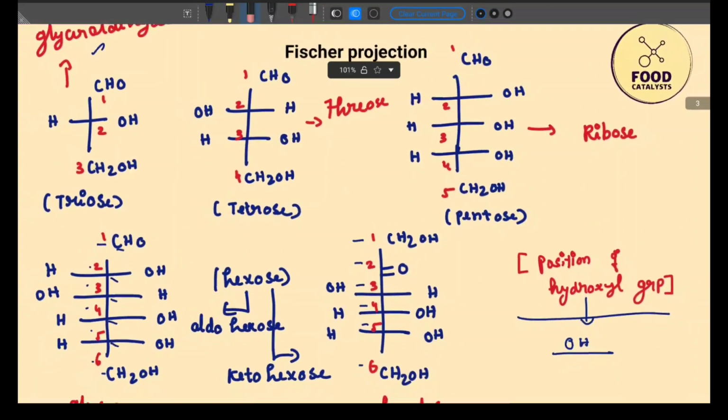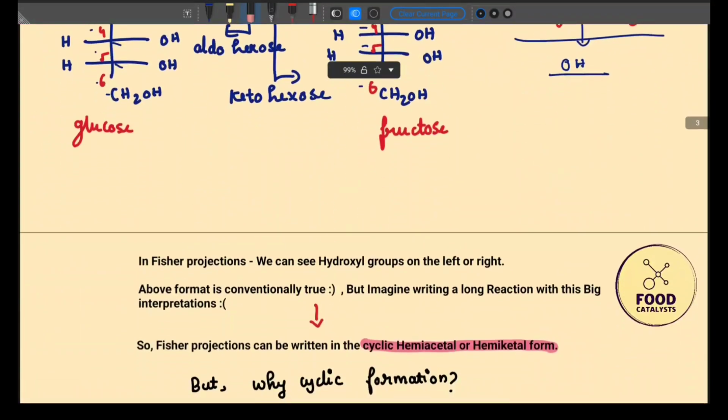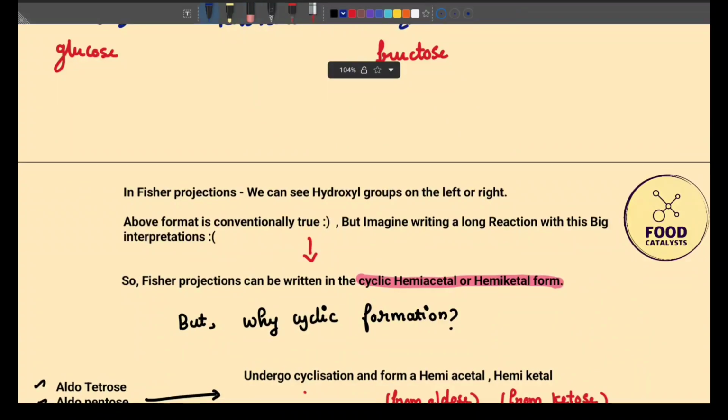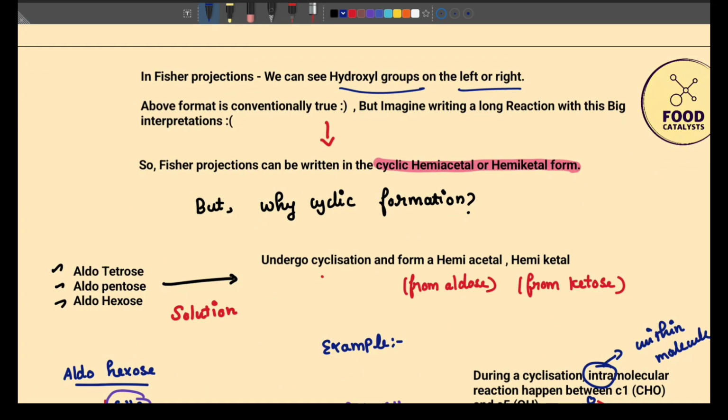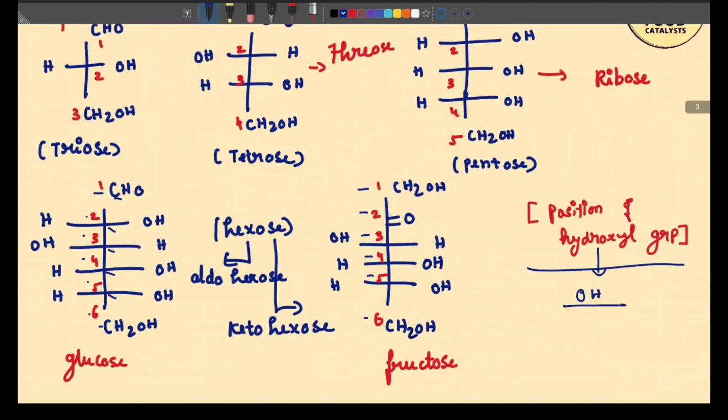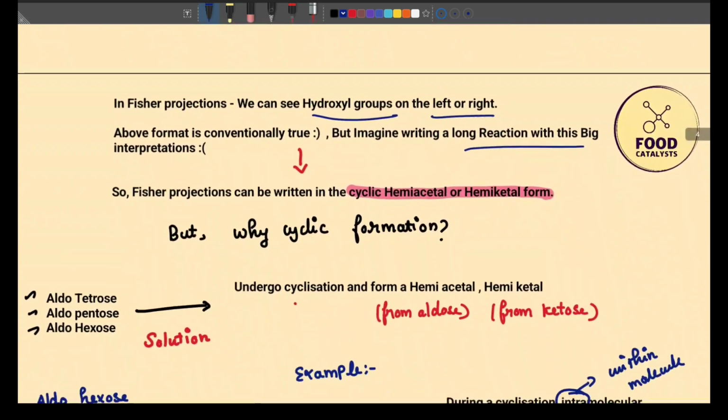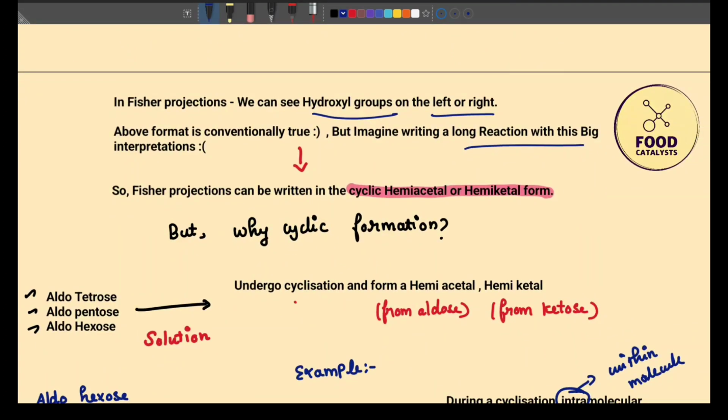Now that you understand the Fischer projection, let's move further. In Fischer projection, we can see that hydroxyl groups are on the left or right. So the above format is conventionally true. But imagine writing a long reaction with this interpretation. What will happen if I write every reaction like this? That's why Fischer projections cannot be written in a straight equation. We need a cyclic form to use it in bigger interpretations.